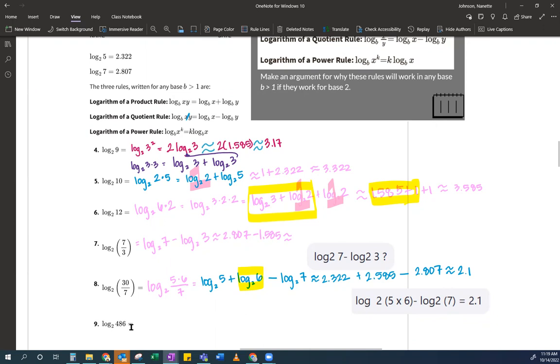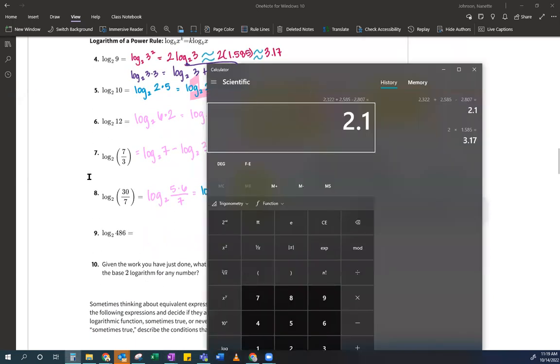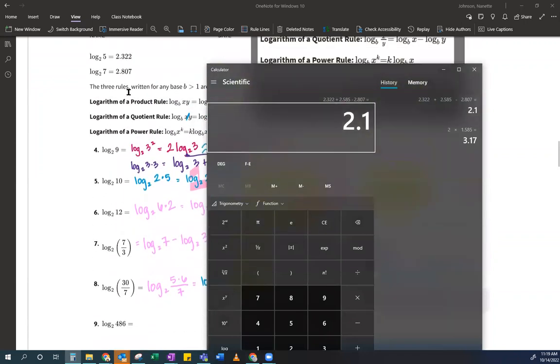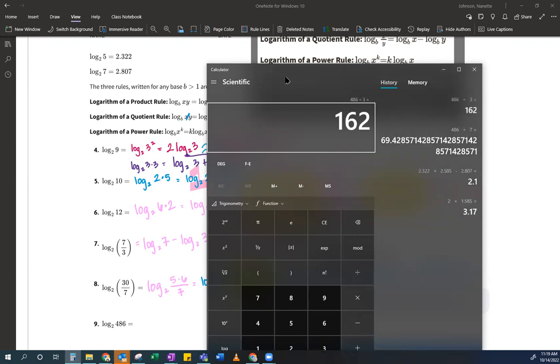Okay, now 486, I don't know it off the top of my head. So I'm going to start playing with that number. I'll show you how I play with this number in terms of 3, 5, and 7. I'm going to take 486 and divide it by 7. That didn't work. So I'm going to go with 486 divided by 3. Oh, that's 162. Okay, let me write that down.